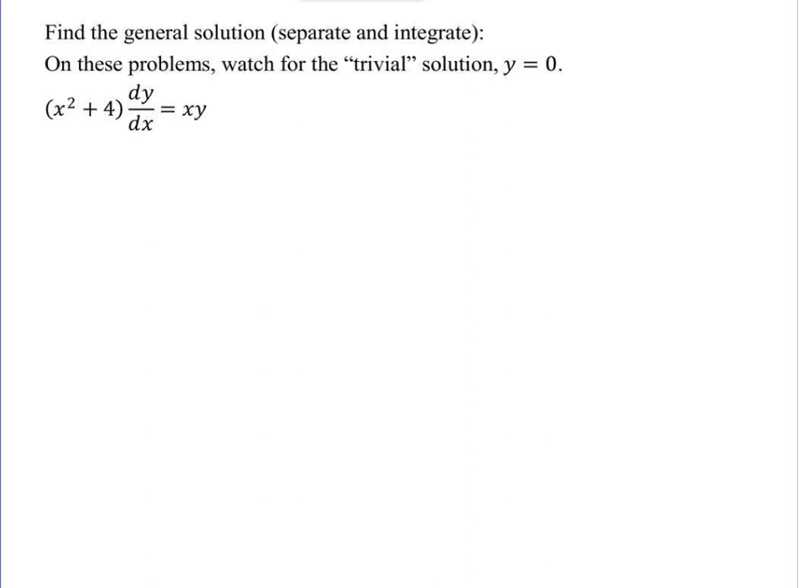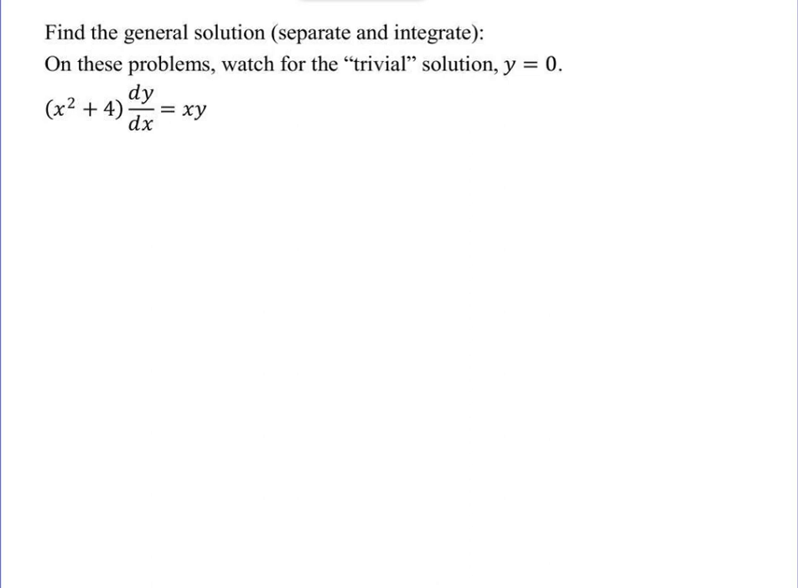Okay, find the general solution. I tell you, we have to separate and integrate, which is what we've been doing. So on these problems, there is sometimes something called a trivial solution. The trivial solution occurs when y is equal to 0. When y is 0, then x can be anything it wants to be, and we still wind up with a slope of 0. The trivial solution is basically the x-axis.